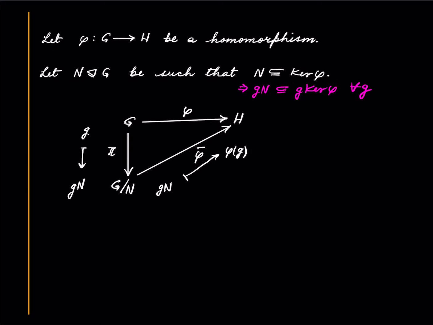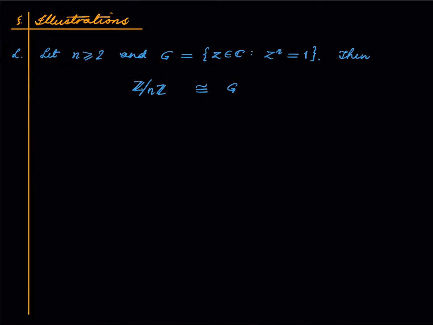And now let me get into applications of the first isomorphism theorem. Just very simple applications, and how to use the first isomorphism theorem. So suppose n is some positive integer at least 2, and that is not exactly necessary, but I have kept it like that for expository convenience. And let G be the group of all the nth roots of unity. So this G is a subset of the unit circle, and this is a group under the usual multiplication of complex numbers. Then this group and Z/nZ are isomorphic.